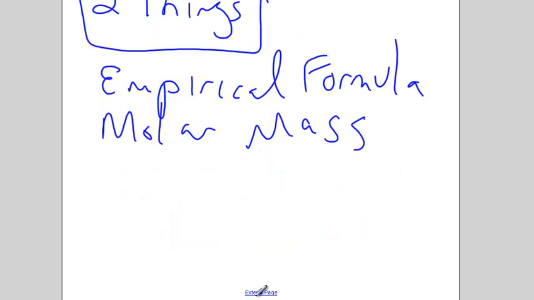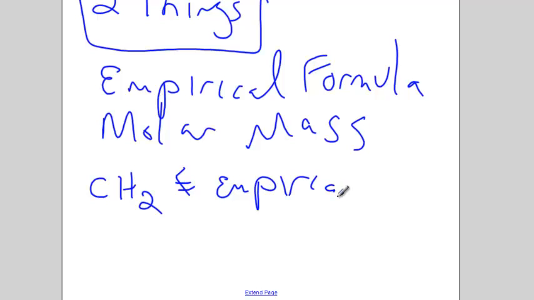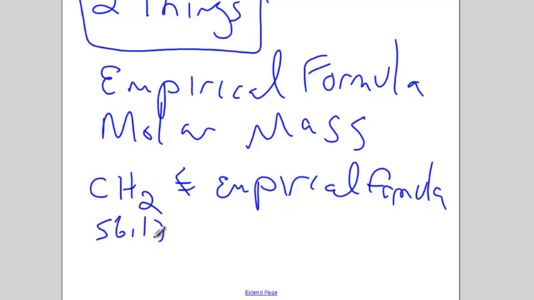Let's say, for example, you have that empirical formula of CH2. Okay, that's your empirical formula, your lowest ratio formula, and I tell you that the molar mass of the thing you're looking for is 56.12 grams per mole. Okay, here's what you do.